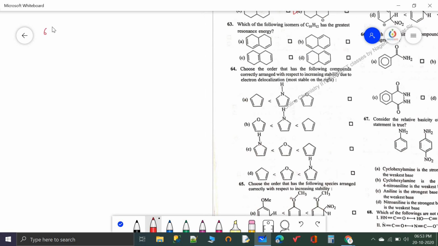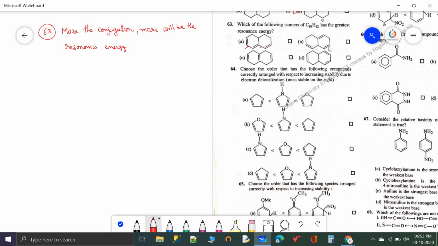Now let us solve the 63rd question. Which of the following isomers of C10H12 has the greatest resonance energy? The more the conjugation, the more will be the resonance energy. So in this case, these three double bonds, 1, 2, 3, are in conjugation, because they are separated by a single bond. Here also single bond, complete conjugation is there.